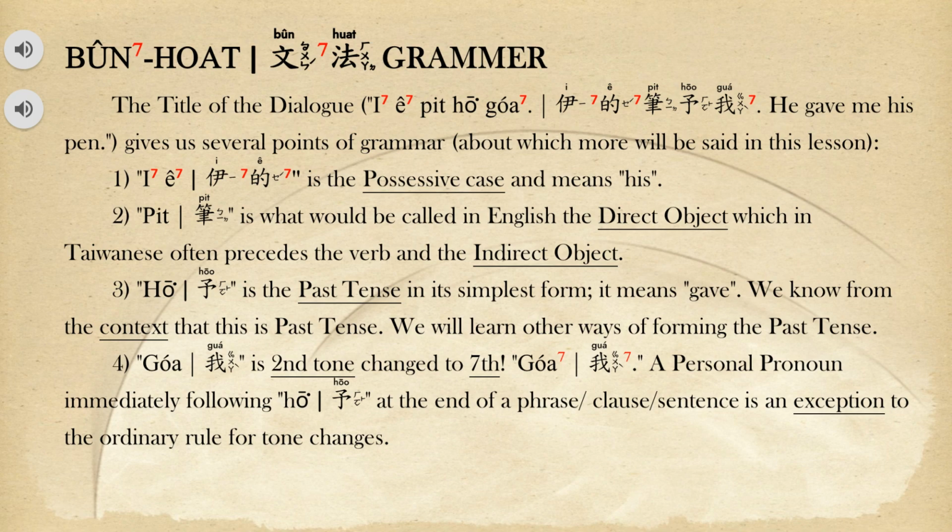We know from the context that this is past tense. We will learn other ways of forming the past tense. 4. 我 Is second tone changed to seventh? 我 A personal pronoun immediately following 予 at the end of a phrase, clause, sentence is an exception to the ordinary rule for tone changes.